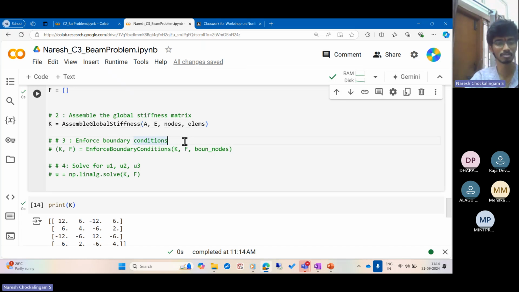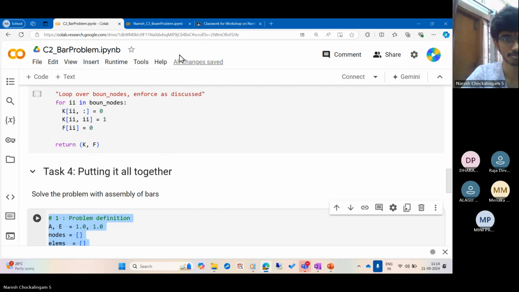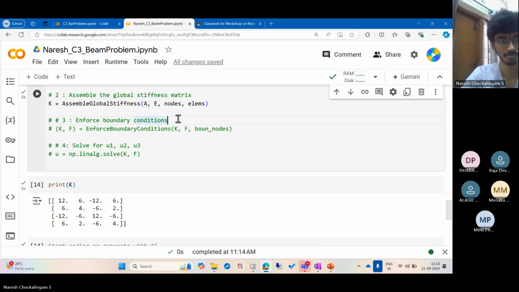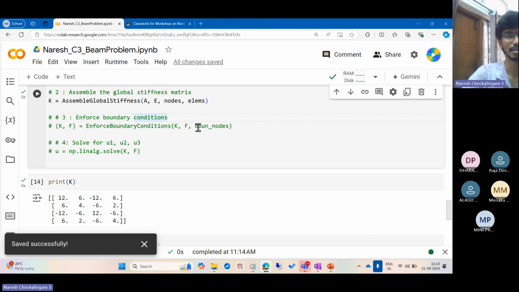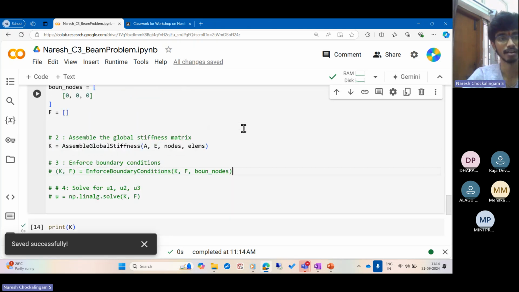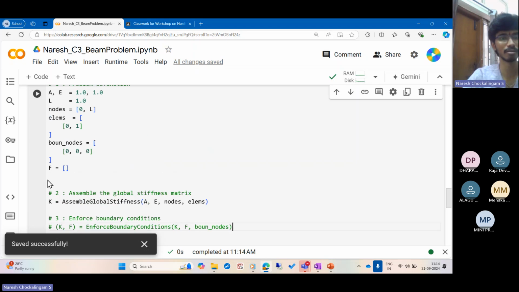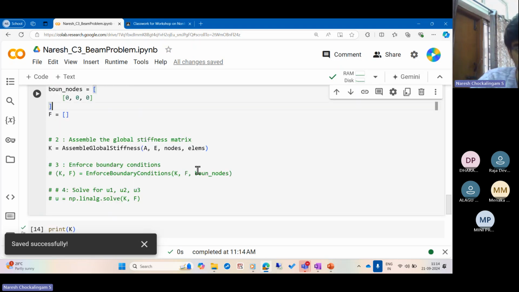Next step is to enforce the boundary conditions. You can close this C2, it's not required anymore. Our next step is to enforce the boundary conditions. Before that, we need to get the boundary conditions. So this is the boundary nodes, right? Now let us construct boundary conditions.